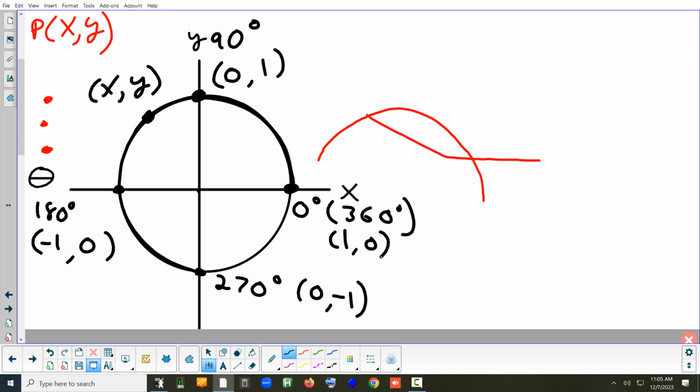Okay, so those are the 4 what we call quadrantal angles. They are the angles that land on the axes, and the axes separate your plane into quadrants. And those coordinates never change. They are always 1, 0, 0, 1, negative 1, 0, 0, negative 1. Any questions on finding coordinates for those 4?